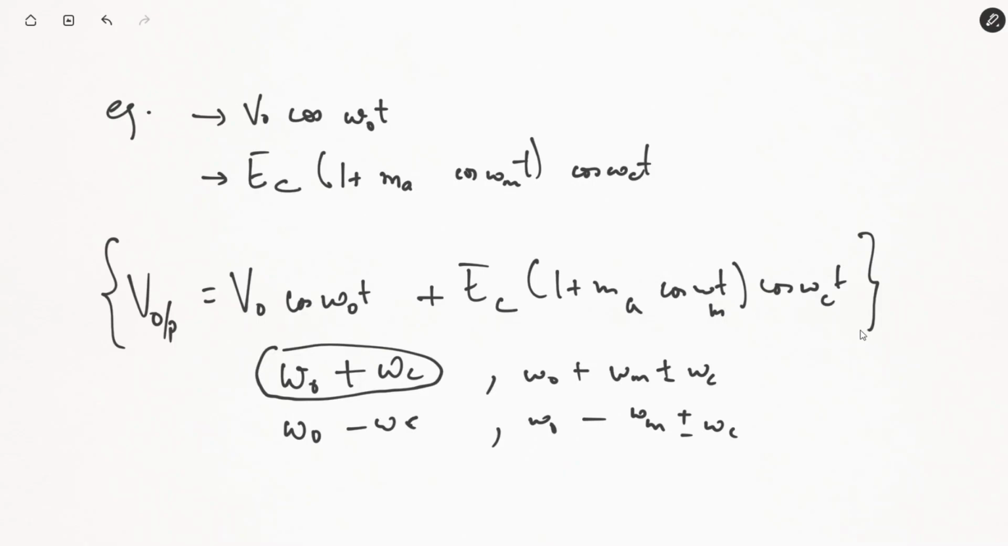Your filter then will be tuned to a particular frequency component only. That will be, say, for example, omega naught plus omega c. So your filter will only pass that signal, while it will reject all other frequency component signals. So this is how this high frequency wave analyzer works.